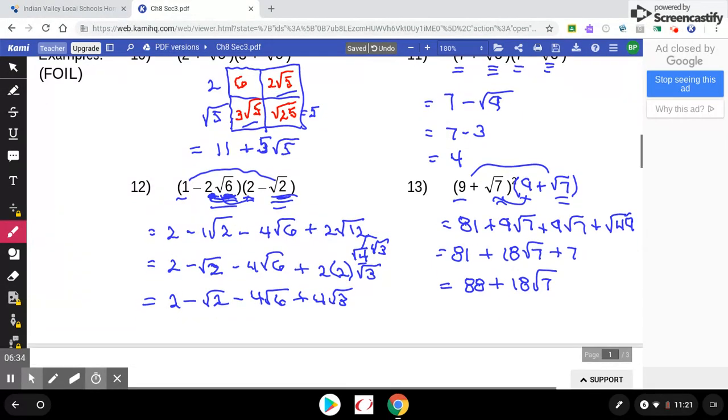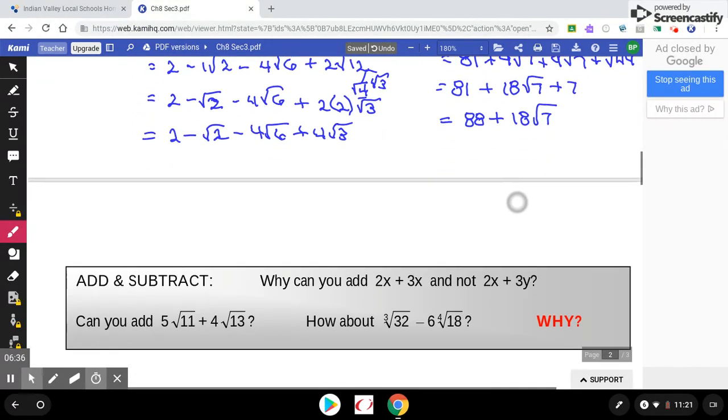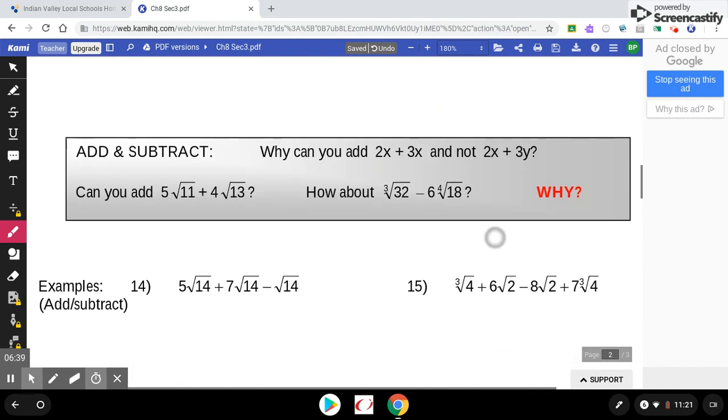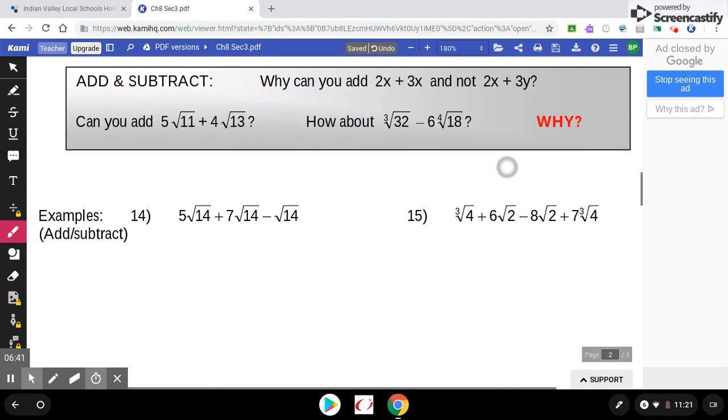All right, I'm going to go ahead and real quickly show you the idea with the add subtract problems, and you can pick it up with video 3 from there. So take a look here in the box. We just talked about this. These guys are like terms. I'm allowed to add them together. These guys are not. I can't add them together.